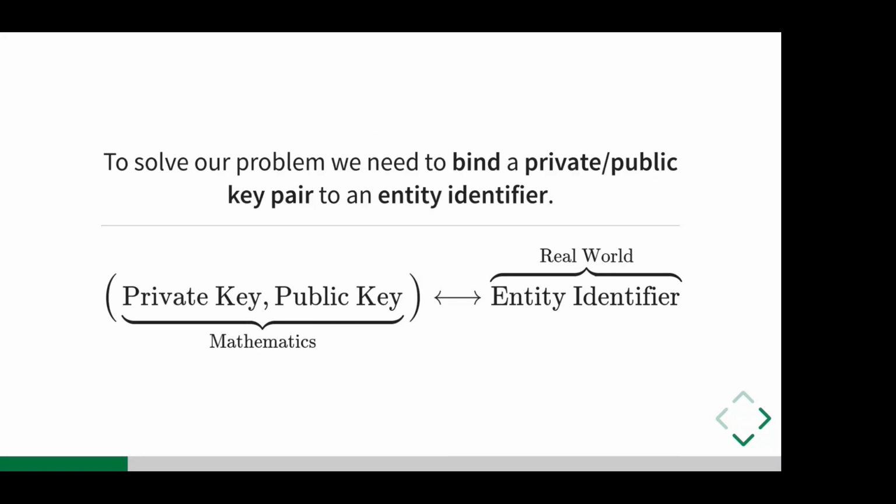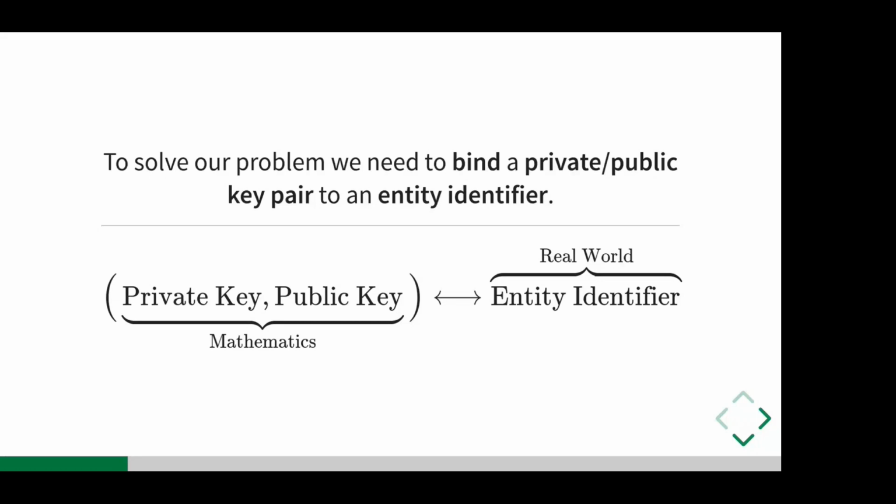You resolve this with certificates. The idea is that certificates allow you to create a binding between a set of keys and an identifier. The thing to understand is that the public and private keys are mathematical concepts. They are numbers, algebraic objects, on the mathematics end of the spectrum. The entity identifier is about the real world. It doesn't have a mathematical nature. It could be a string saying your name, an identifier. And certificates allow us to create this binding.